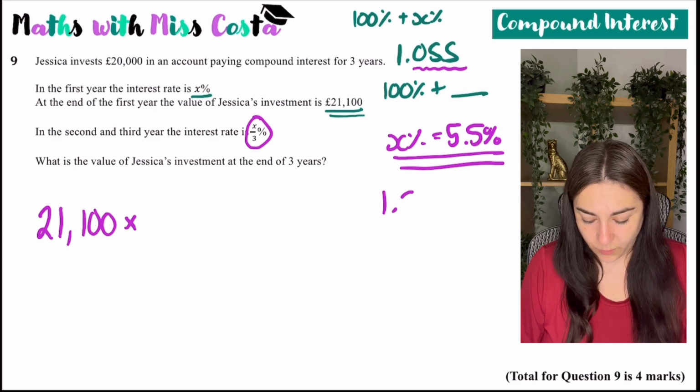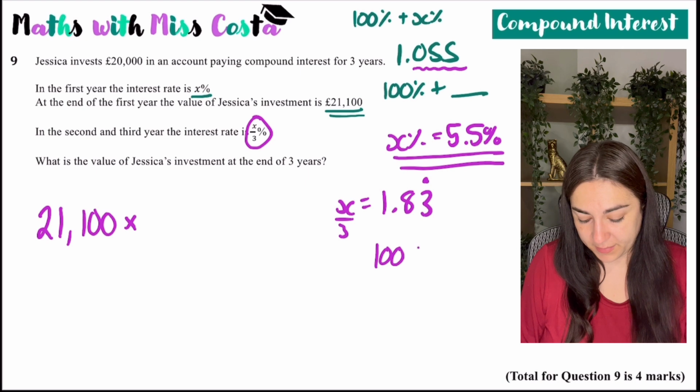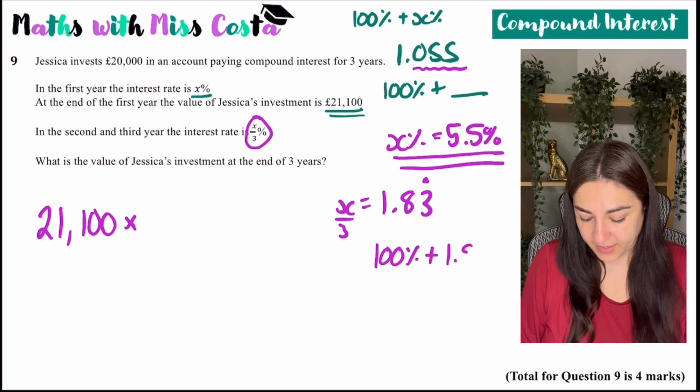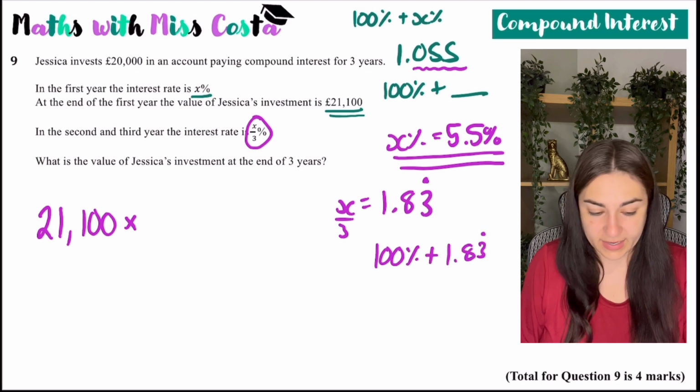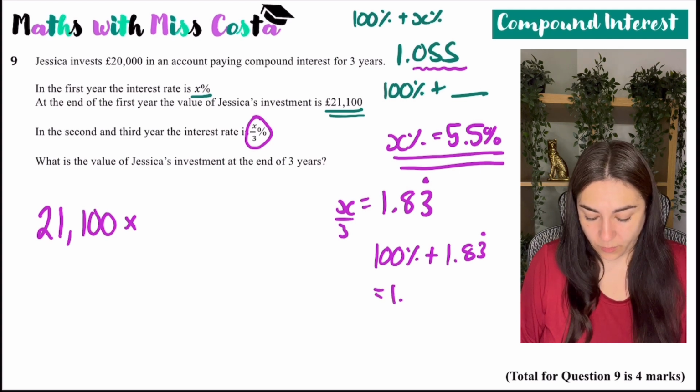which is 1.83 recurring. So my new interest rate, X over 3, is 1.83 recurring. So if I think about my multiplier, 100% plus 1.83 recurring, if I add that together and then I divide by 100, that gives me 1.0183 recurring.